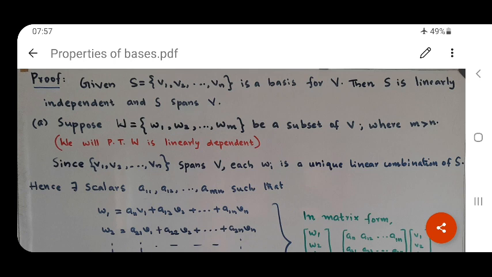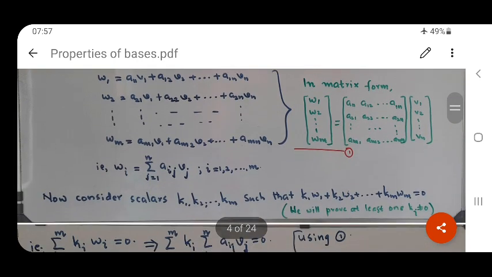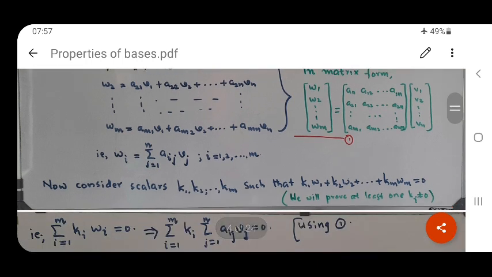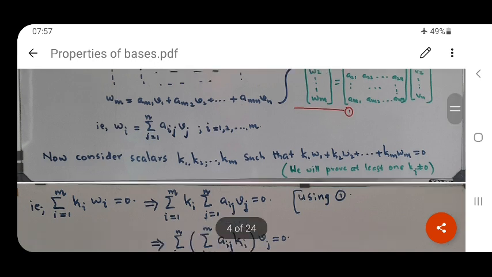Hence, each of the wi can be expressed as a unique linear combination of vj as wi equal to sigma j from 1 to n aij vj for i equal to 1 to m. So we have a system of m linear equations in n unknowns. Note that the system is not homogeneous. Now let us consider k1 w1 plus etc. plus km wm equal to 0. Now that means sigma ki wi equal to 0.